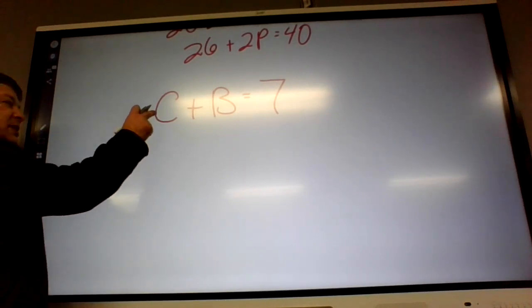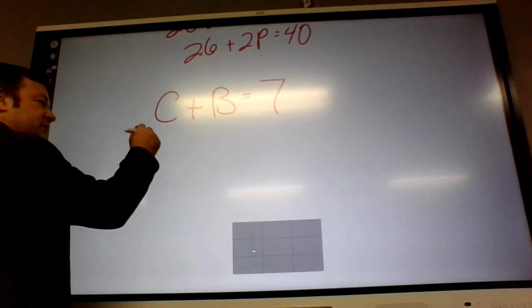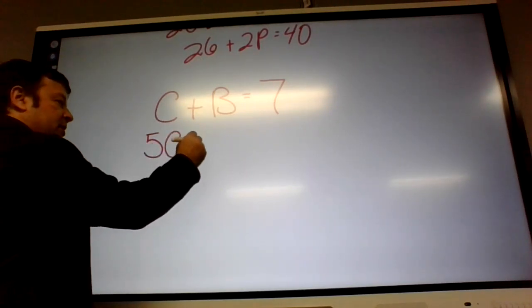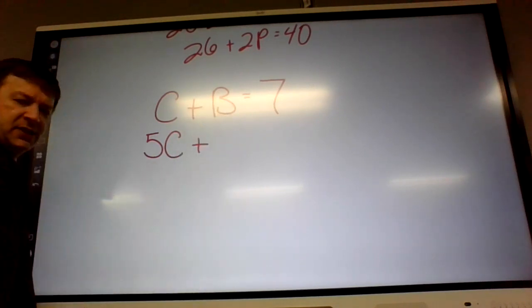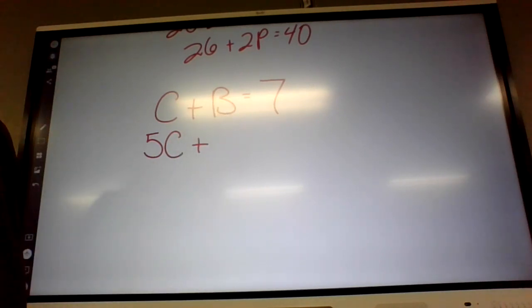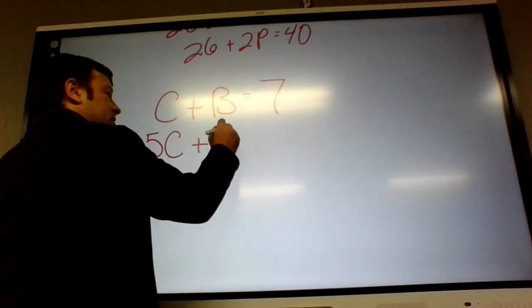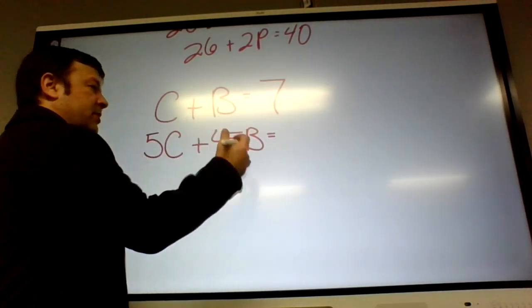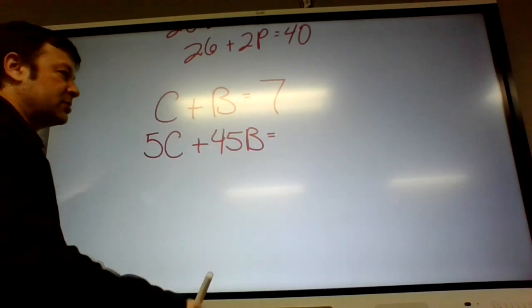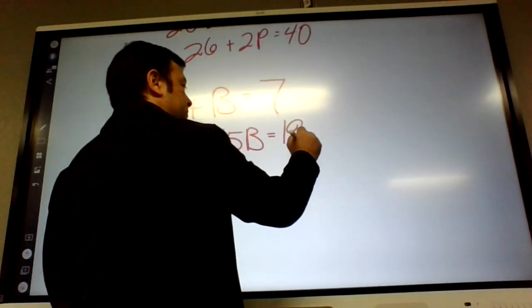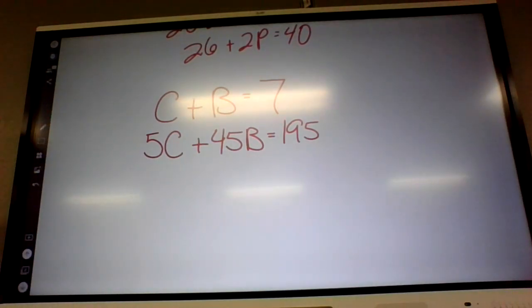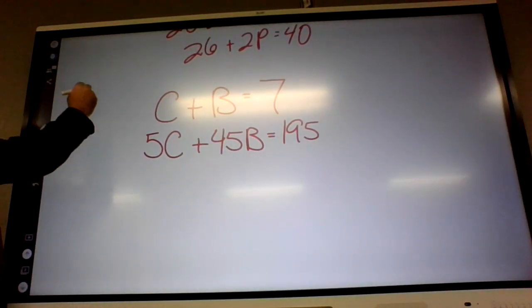So the number of kids that rode in the cars is 5 times the number of cars. The number of kids that rode in buses is 45 times however many buses they took. And that should add up to the total number of kids that went, which is 195. Alright, that was number 4.